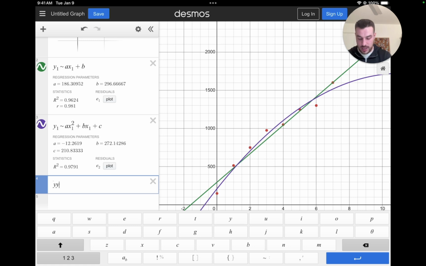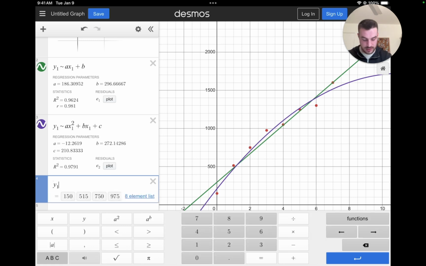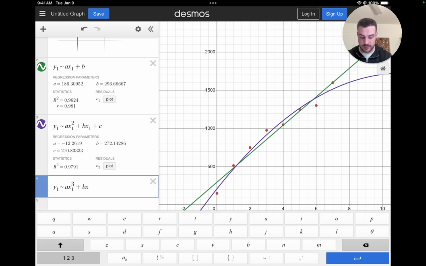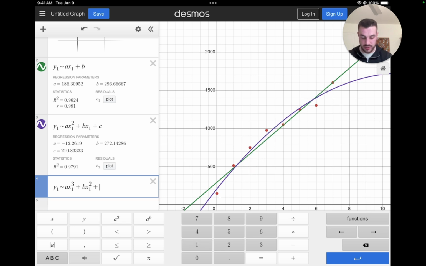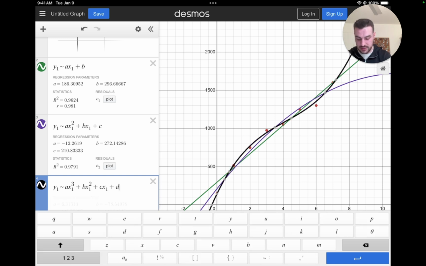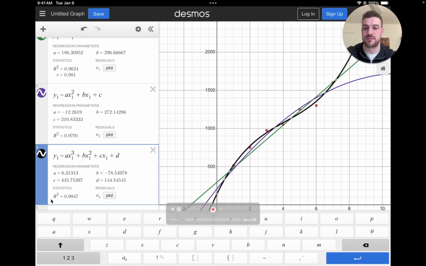Let's do y1 tilde a x1 to the third plus b x1 squared plus c x1 plus d. And again, the r squared value is a little bit closer. So what this tells us is our polynomial equations are going to be getting closer and closer and closer. And this goes back to what I said earlier. 0.99 is pretty darn close. All right, it's a really, really good fit.